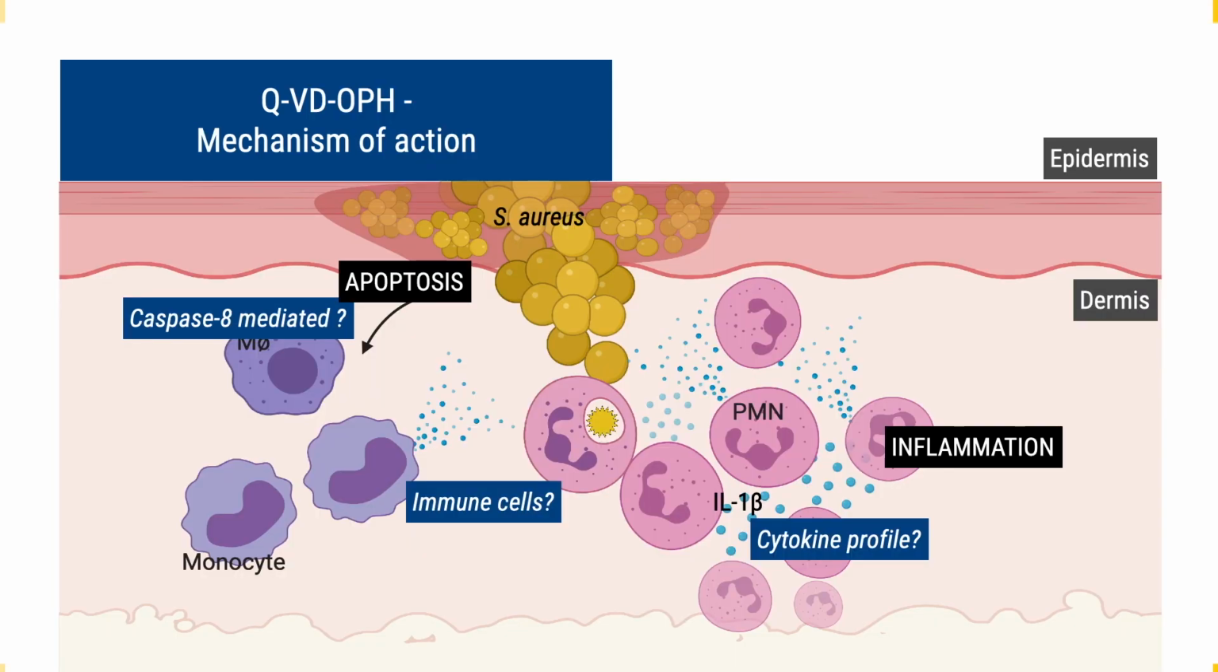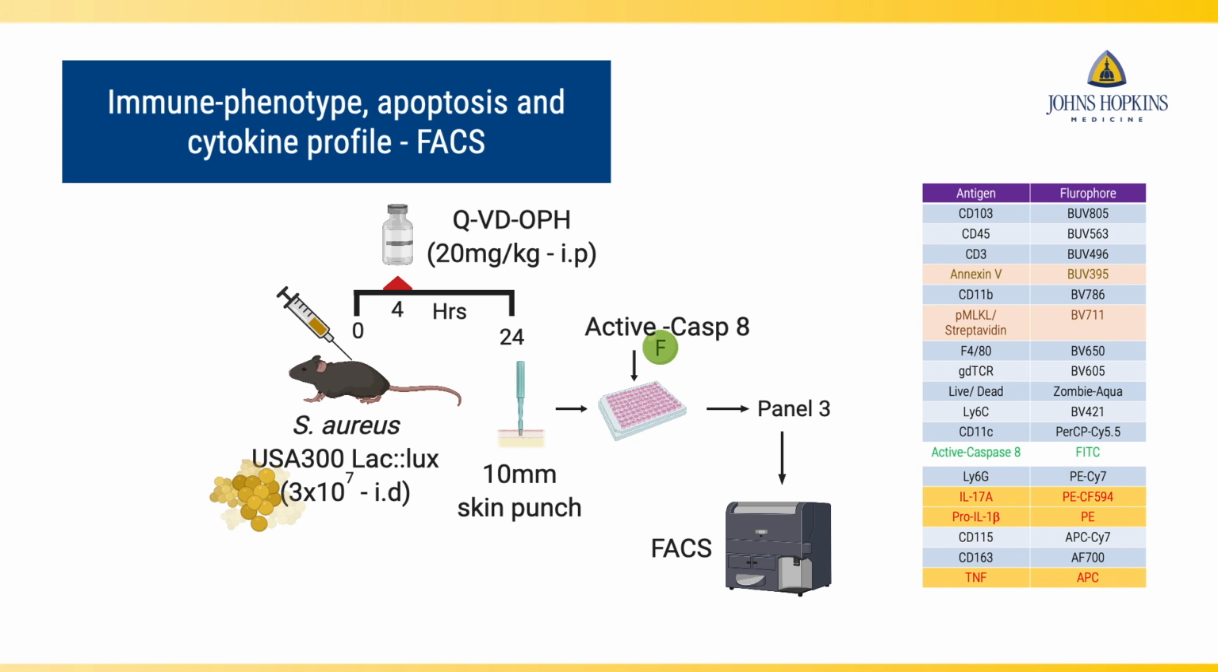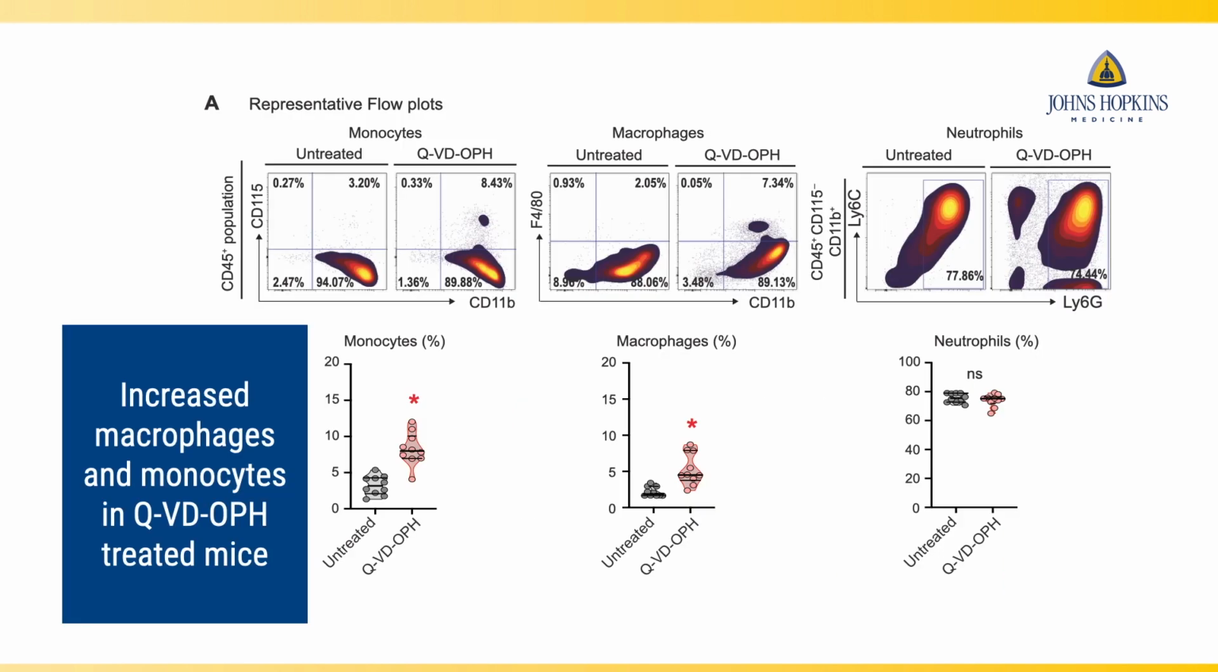Now, given the caspase 8 involvement, we specifically asked about the role of caspase 8 mediated apoptosis. Also, is there a difference in immune cell population or composition? And if not IL-1 beta, what could be other possible cytokines that may be involved in the clearance of bacterial infections? These were some of the questions we pursued in an effort to understand the immune landscape with the Q-VD-OPH treatment. Again, by specifically designing a flow panel, we immunophenotyped cells with staining for active caspase 8 and determined the cytokine signature at day 1 with or without the inhibitor treatment. There were increased monocytes and macrophages, and we observed no difference in neutrophil numbers with the inhibitor treated mice when compared to the untreated group.